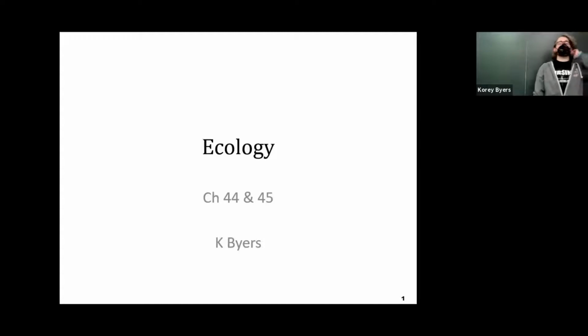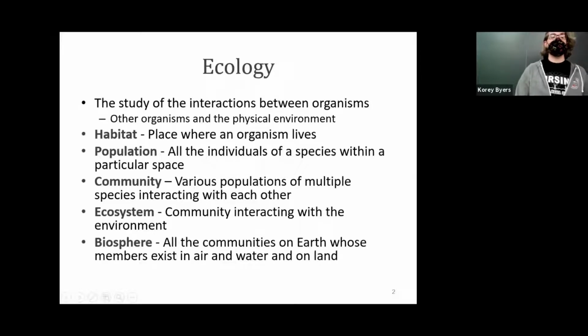So this portion of the unit combines chapters 44 and 45, population and community ecology. I think it's one of the easier and more fun concepts in biology, but then again, my degrees were in ecology and evolution, and so I tend to focus on the fun stuff, the interesting portions.